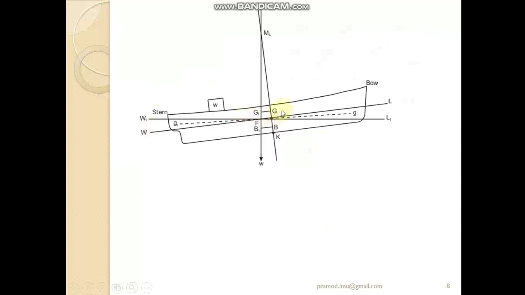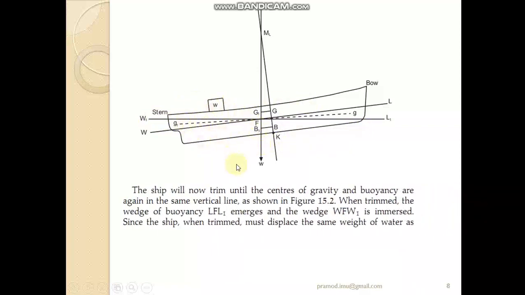So now, because of this movement of the weight, the vessel will develop a trim by aft. As you can see here, WL was the initial water line before movement of mass, and W1L1 is the new position of water line after the movement of mass when the ship has developed a trim by aft. Now the ship will have a trim until the center of gravity and center of buoyancy again are in the same vertical line as shown.